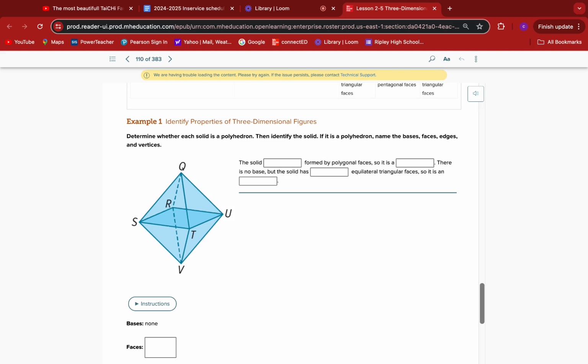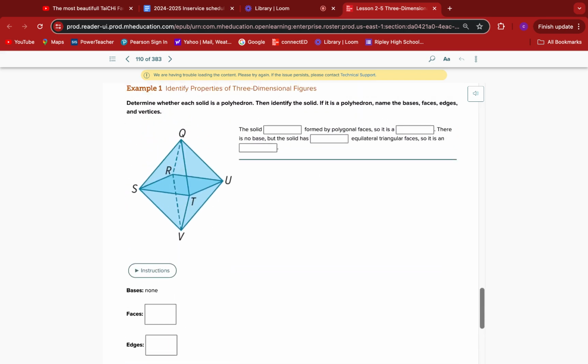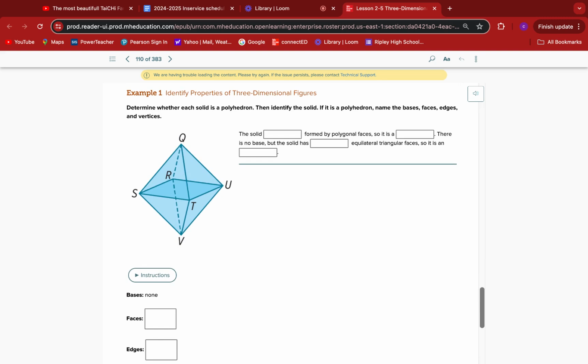Turn to page 108, and you've probably already turned there, for those examples of the regular anyway. All right, so example number 1. Identify properties of three-dimensional figures. Determine whether each solid is a polyhedron. So they're looking for a yes or a no. Then identify the solid. That means what type it is. If it's a polyhedron, name the bases, faces, edges, and vertices.